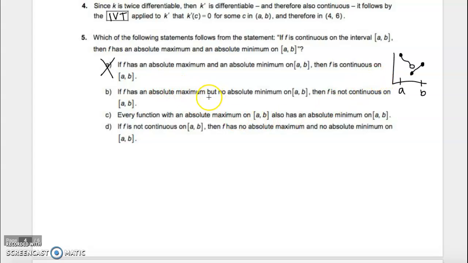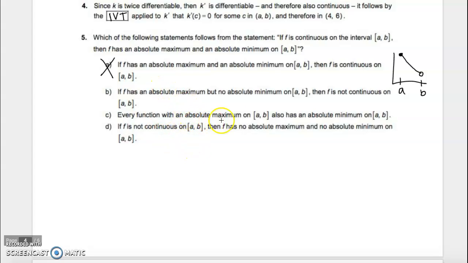If f has an absolute maximum and no absolute minimum, then f is not continuous on a to b. So let's see. So here's a to b. So it has an absolute max, so we'll make that the highest point, but it has no absolute minimum. Then f is not continuous on a to b. Well, that looks continuous, but I don't know if I can include hard brackets on that. We'll come back to that one.